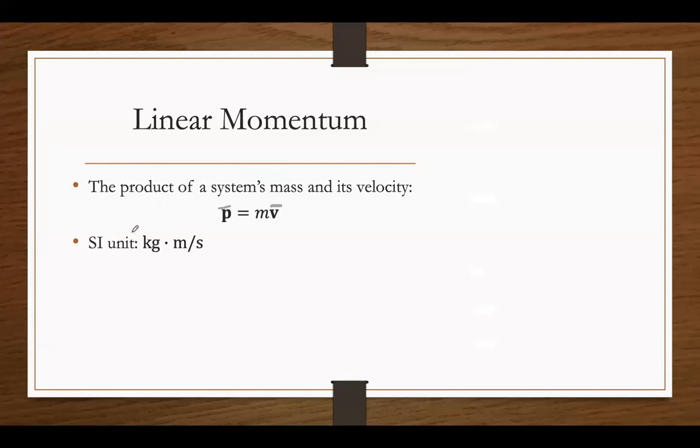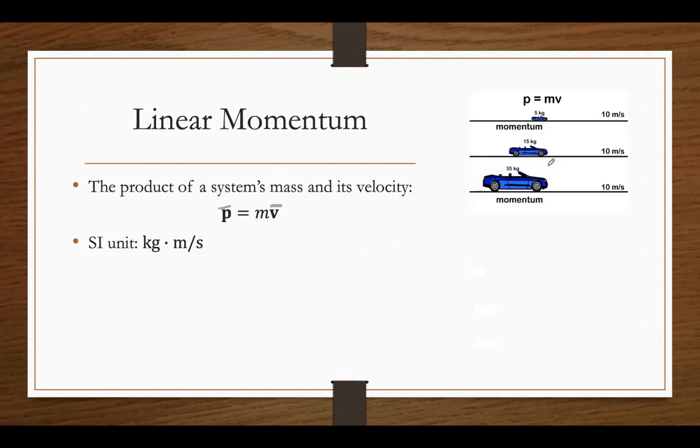Okay, and just so that we can remember, our SI unit here for linear momentum is going to be kilograms times meters per second, which is really just mass times velocity. Okay, so let's go ahead and look at a couple examples to show you what linear momentum really is.